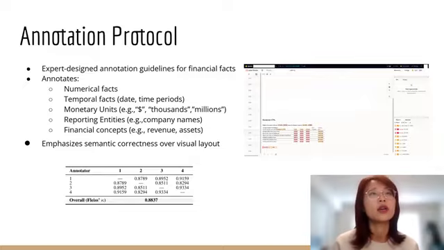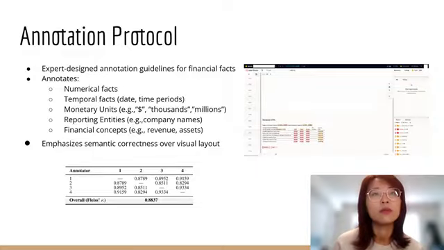Our annotation here also shows a very high inter-annotator agreement, shown in the table on the left. We have 4 annotators in total, and we have an overall Fleiss' kappa of about 88.37%.